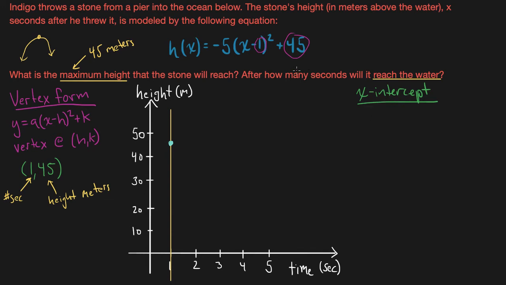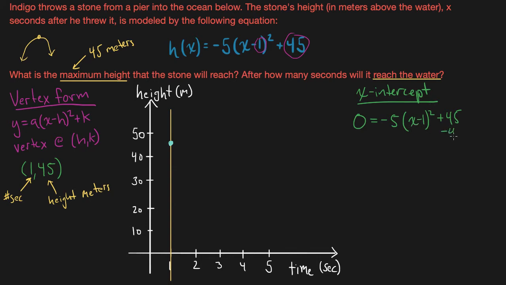So in order to find out what x is equal to when y is equal to 0, we can just replace h of x here, which is our y value, with 0. So we have 0 is equal to, and then I just rewrite this here. 0 is equal to -5 times (x - 1) squared plus 45. We know that y is equal to 0 because that's when the stone hits the water. We don't know how many seconds it takes for that to happen. That's what we need to solve for x in order to find out. So let's go ahead and solve this for x.